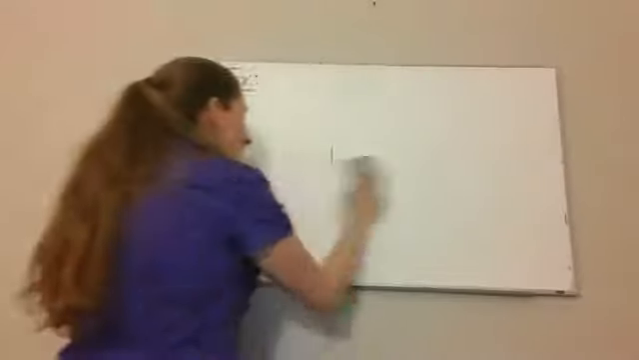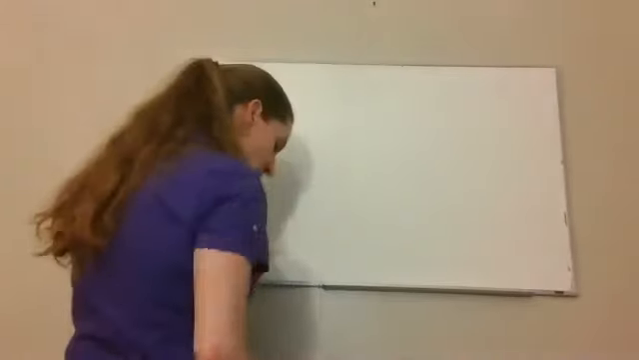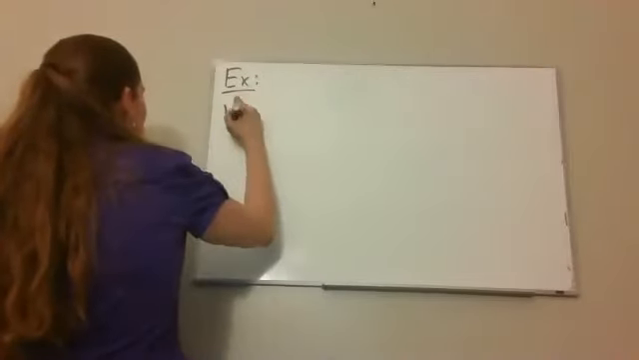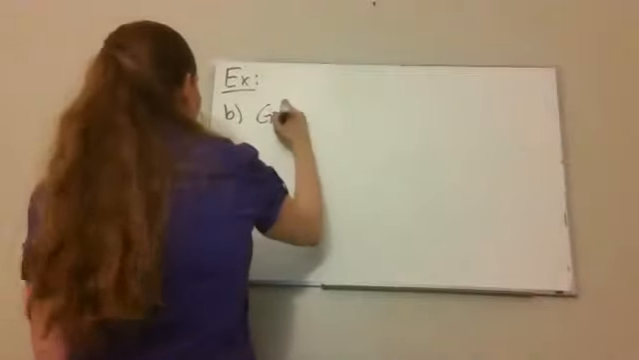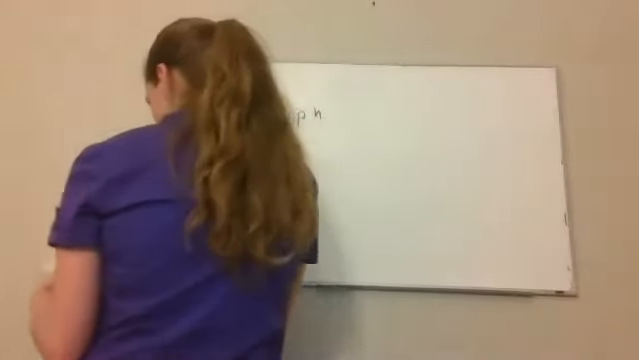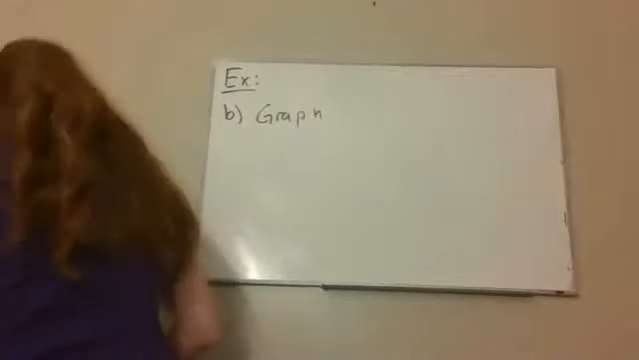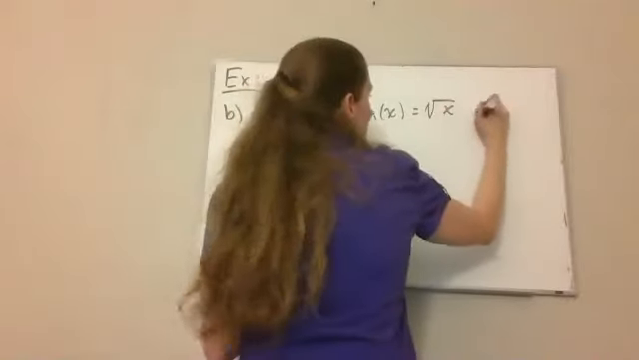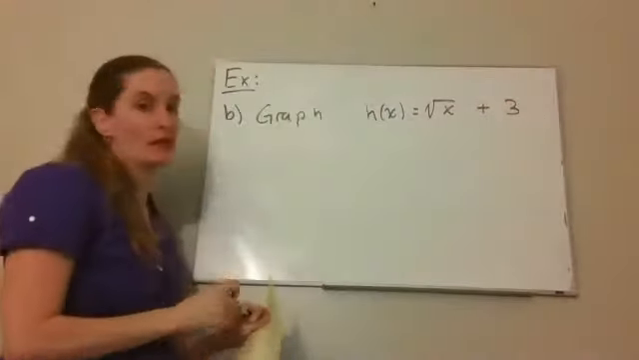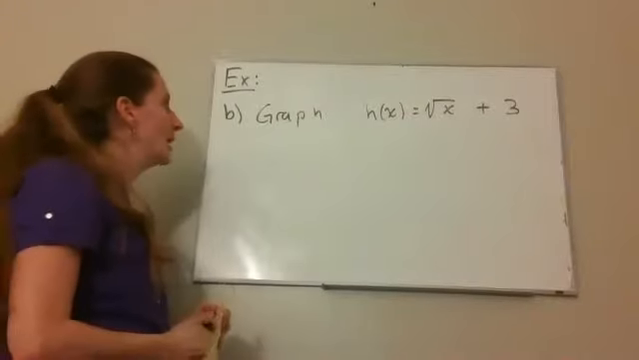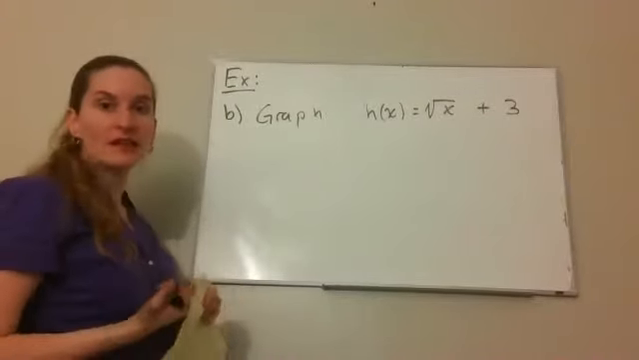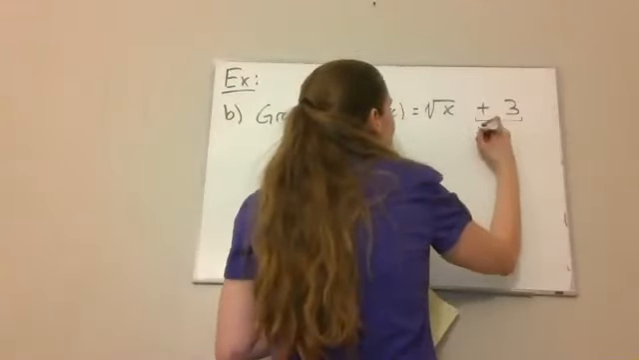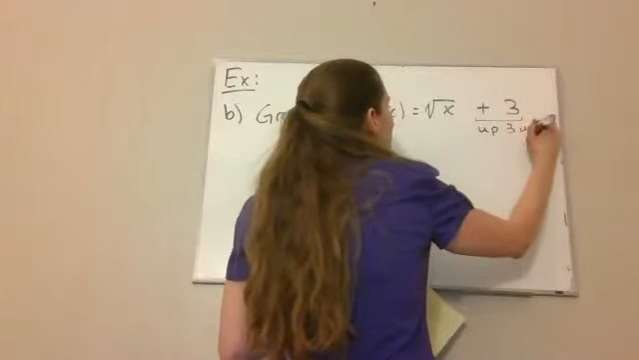So part B of this example, we're going to graph another function. Let's graph h of x, which is the square root of x plus 3. So this is very similar to our part A. On part A, we shifted down 2 units because I had a minus 2. This part B, we have a plus 3. So this means we're going to go up 3 units.